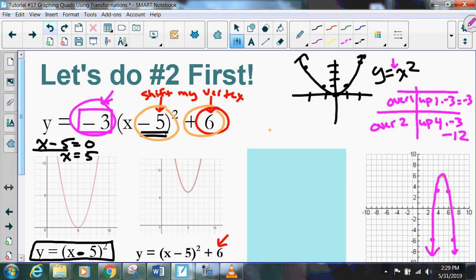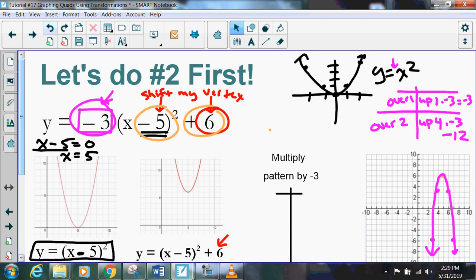All right, so there we go. We've got it. Let's see what's behind this one thing. Oh, multiply pattern by -3. Oops. Probably should have clicked on that earlier.